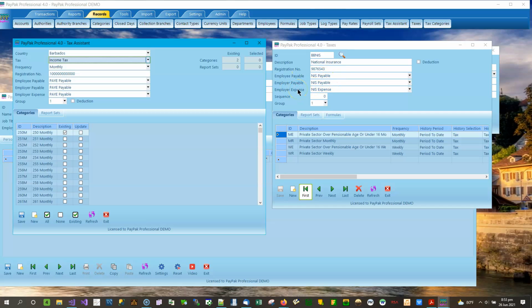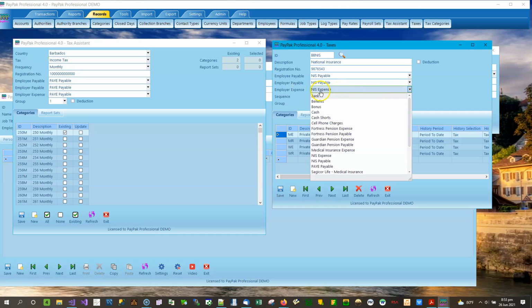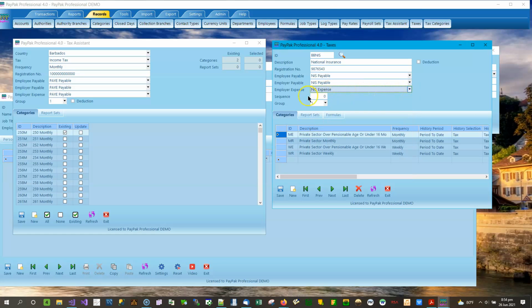In the case of national insurance, the employer has to pay a portion, and that would typically go to the NIS expense account. For PAYE, which does not have an employer portion, you still assign the account. Nothing will go to it, but for the purpose of filling out the record in the database, you must assign it, even though nothing will ever go to it. So that is how it works for the taxes.